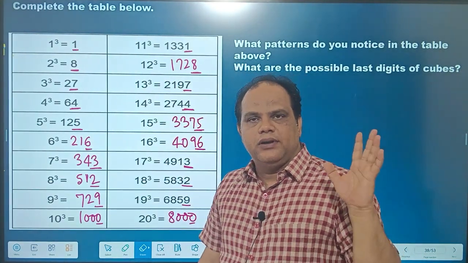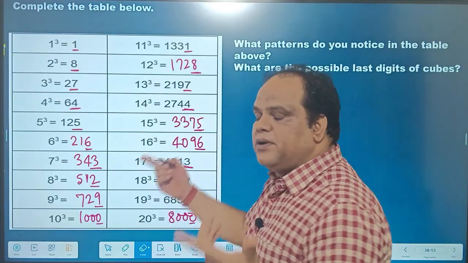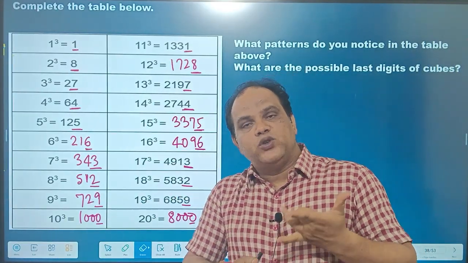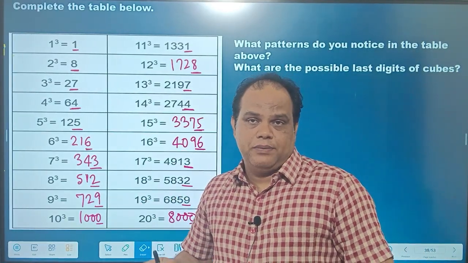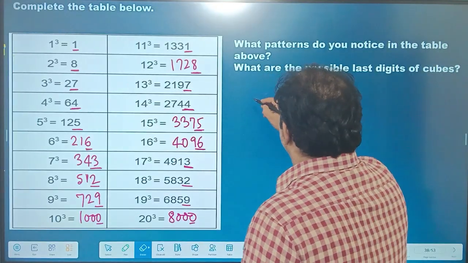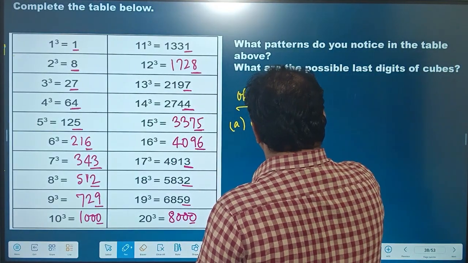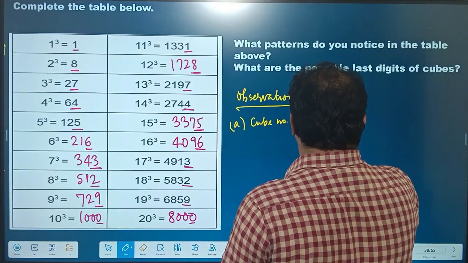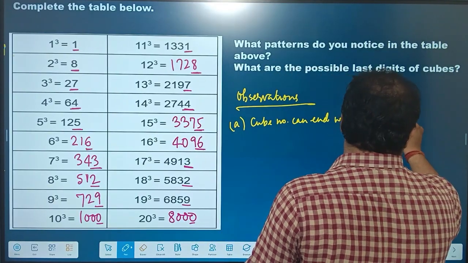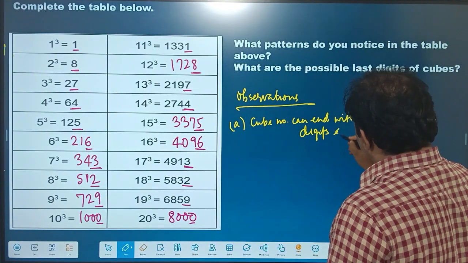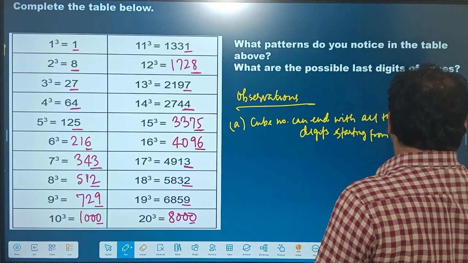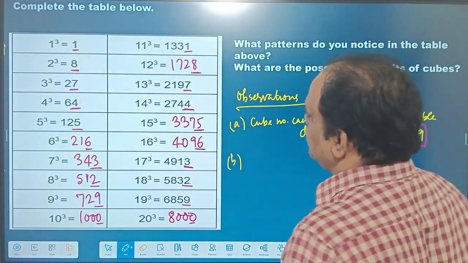Anything is possible, right? It's not like the perfect square. The perfect squares mostly end with 0, 1, 4, 5, 9, right? So for cube numbers, what would the observations be? Cube numbers can end with all the possible digits, starting from 0 to 9. Second, what do you see?